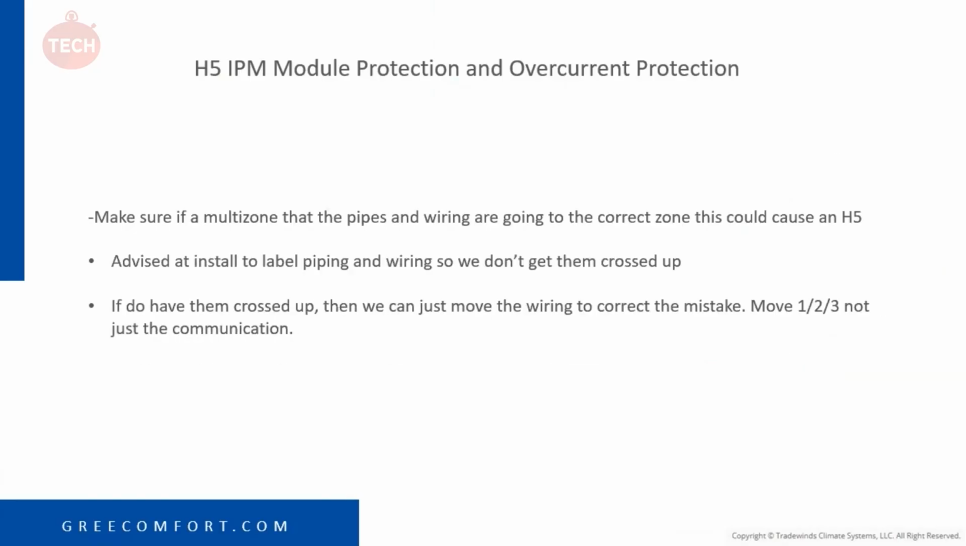Another thing you want to do is make sure if it's a multi-zone that the pipes and wiring are going to the correct zone. This could cause an H5. It's advised that the installer label piping and wiring so we don't get them crossed up. So again, zone A, zone B, you can just put some tape on there, label them so we don't get the wiring or piping mixed up.